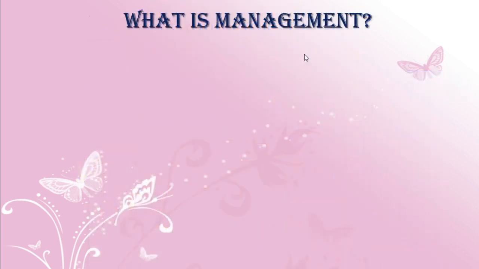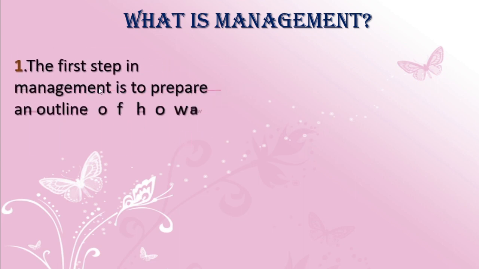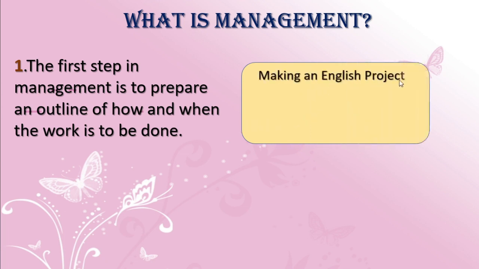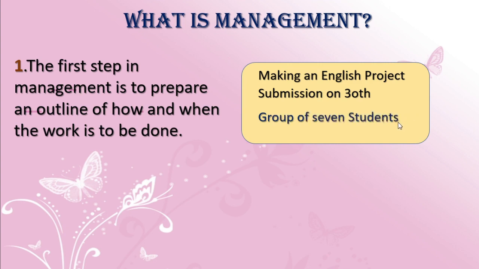What is management? Here, we will go through each step. The first step in management is to prepare an outline of how and when the work is to be done. Here in this group, what is the outline? Making an English project is their work. Submission is on the 30th of that month. Time is given, and there is a group of 7 students in that project work. This is the rough idea of this project.